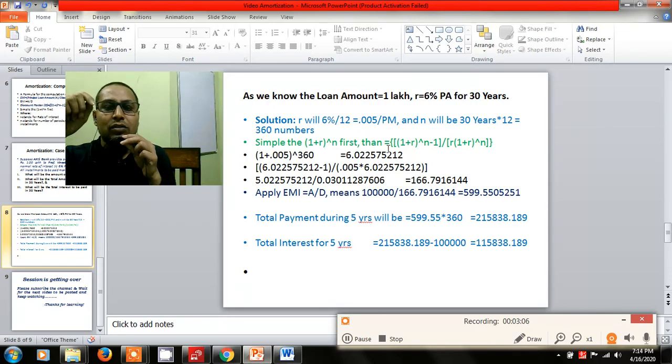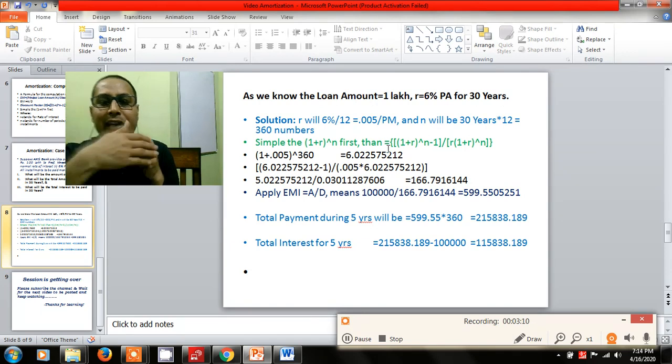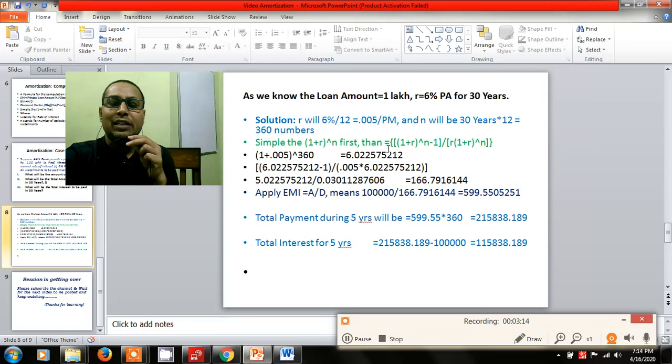Definitely, the amount is calculated by applying this formula, EMI is equal to A by D. A is 1 lakh and D is to be calculated accordingly. So D has been calculated, and that is 166 rupees 79 paisa. This is the discount factor. Again, the loan amount is to be divided by the discount factor, so the installment amount will be 599.55 per month.